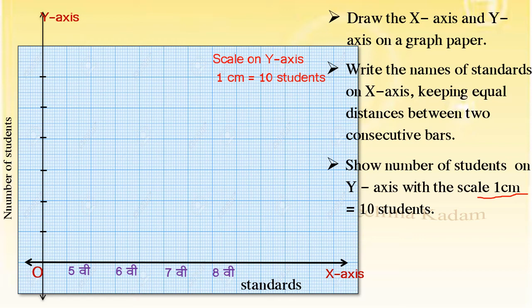Okay. How? So 10, 20, 30, 40, 50 and 60, because the maximum number of students is 51, right? So up to 60 you have to mark like this, starting from 10.